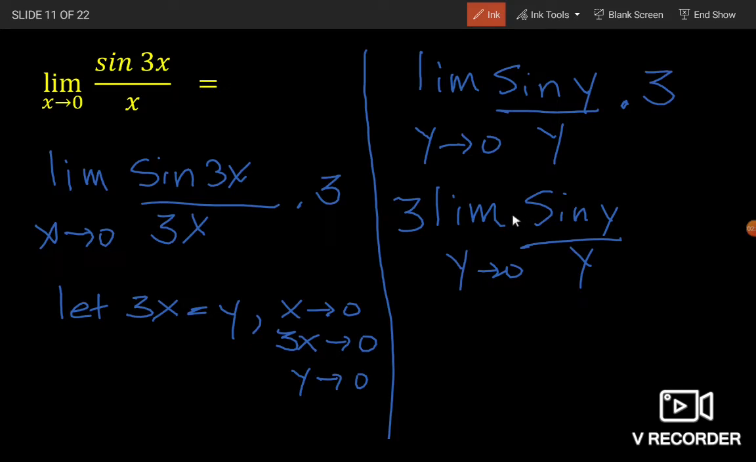Now, recall that the limit of sine y over y is equal to 1 as y approaches 0. So therefore, this is now equal to 3 multiplied by the limit of sine y over y as y approaches 0, which is equal to 1. Hence, 3 times 1, you'll get 3, and 3 is our final answer for this problem.